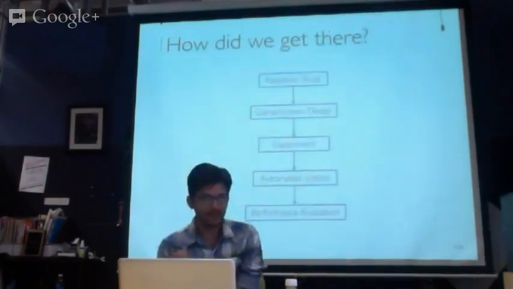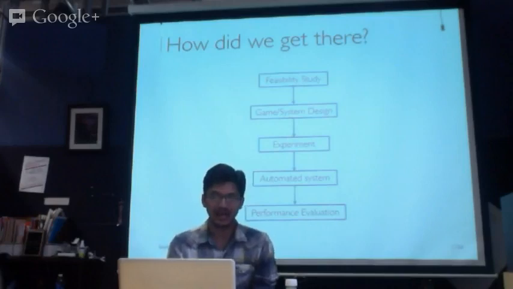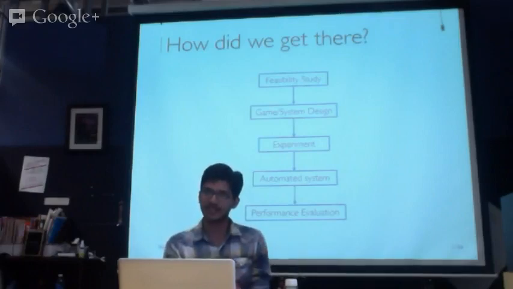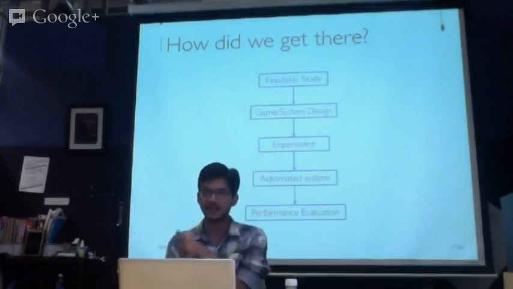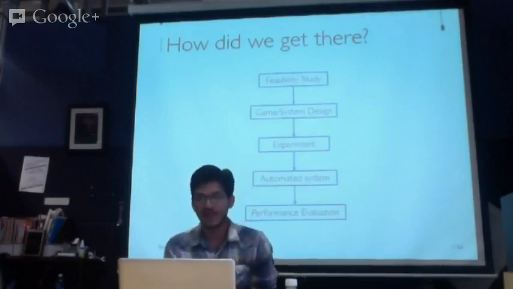How did we get there? We went through a whole bunch of phases. We did a feasibility study where we did not even use technology. I'll talk about it. Then we designed the system, did a Wizard of Oz experiment, and then we moved towards an automated system. The automated system is installed in the other room, and after the talk, you could potentially go and talk to it. I'll talk about that later.